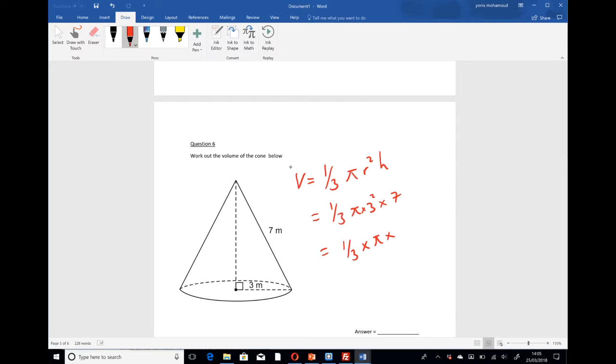So let me just replace that with 63. So I'm going to do 1/3 times 63. So 63 divided by 3 is 21 pi meters cubed.